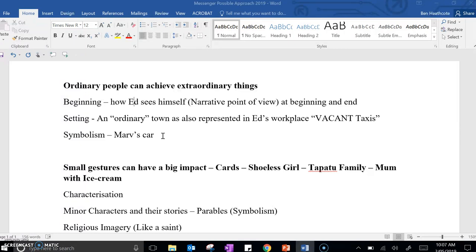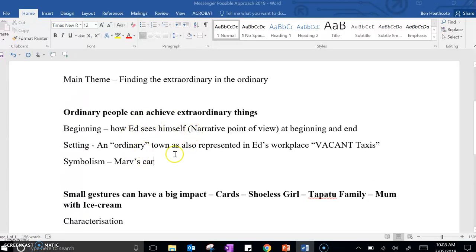So in the presentation, there's a really good chance you might start talking about stuff that's happening in the beginning of the novel, how Ed sees himself, which we're talking about today is really that narrative point of view, the setting, his ordinary run-of-the-mill town, the symbolism of vacant taxis, and we only touched on it there, but these ones here are sort of examples like that symbolism. Some people at the end talk about Marv's car in there as well as another example of the same thing.